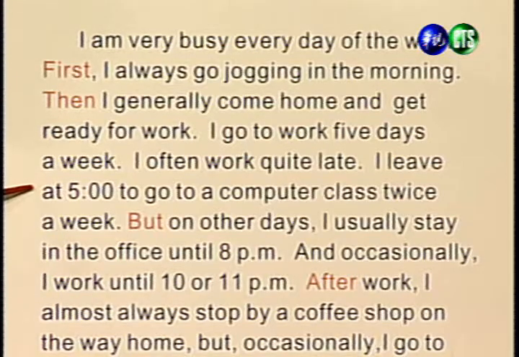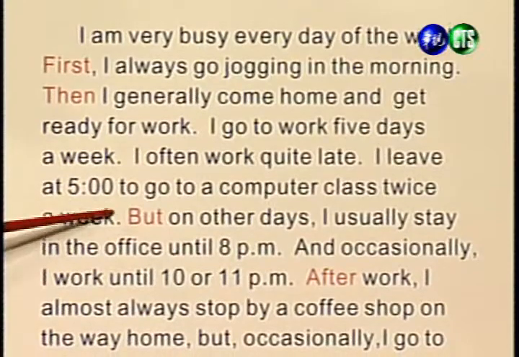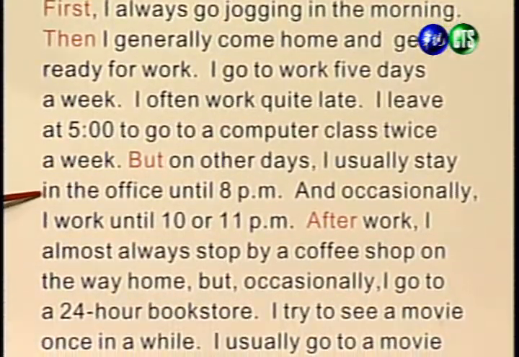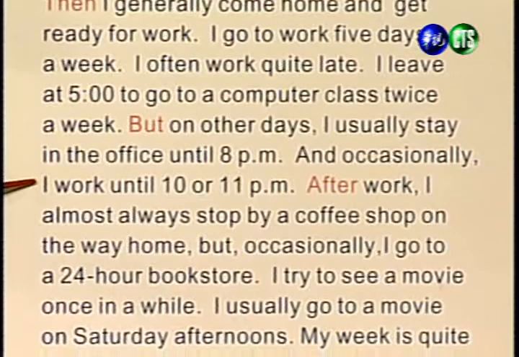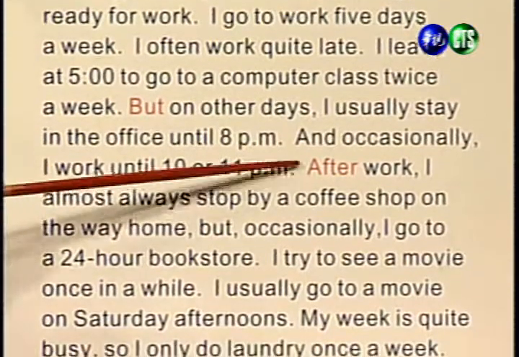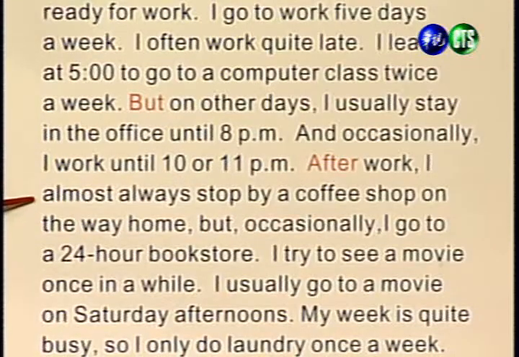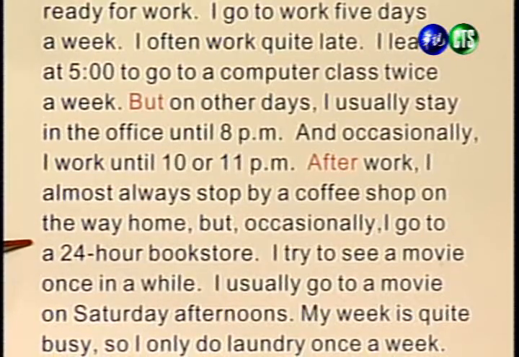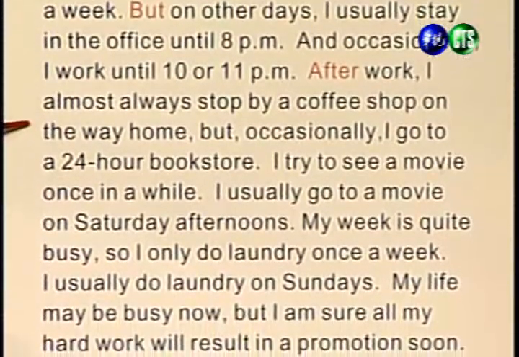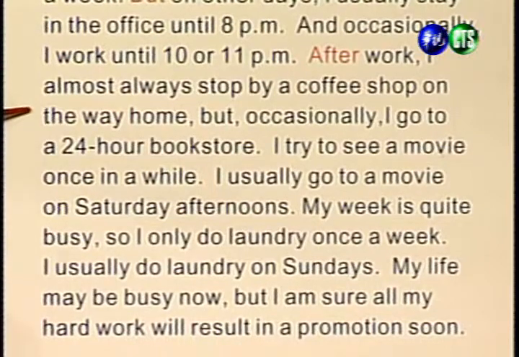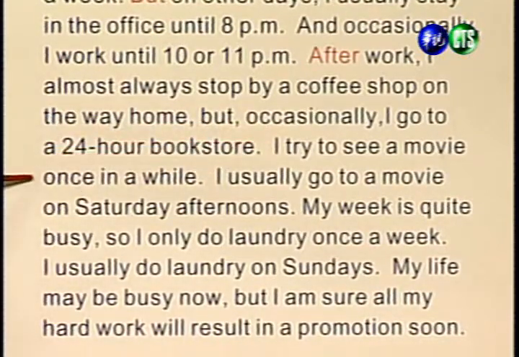But on other days, I usually stay in the office until 8 p.m. And occasionally, I work until 10 or 11 p.m. After work, I almost always stop by a coffee shop on the way home, but occasionally I go to a 24-hour bookstore.